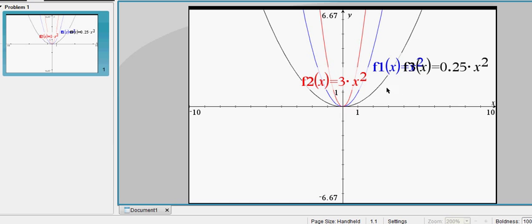Similarly, on the black graph, the y values are dilated by a factor of 1/4. So the y values are all smaller, which makes the graph appear to be wider.